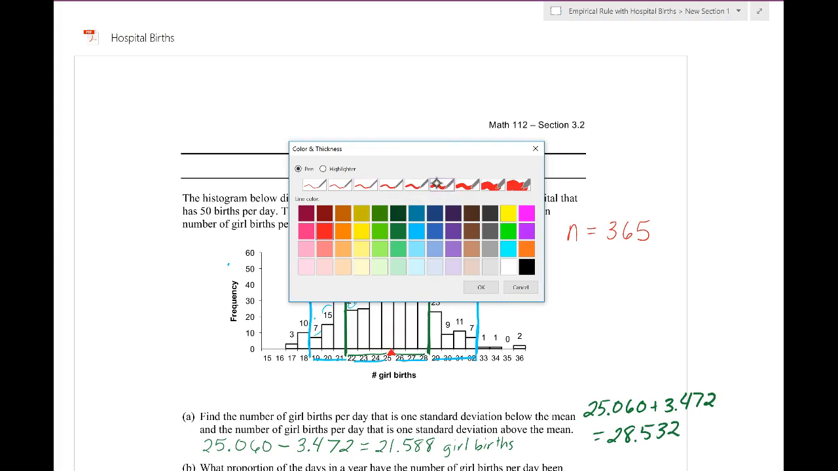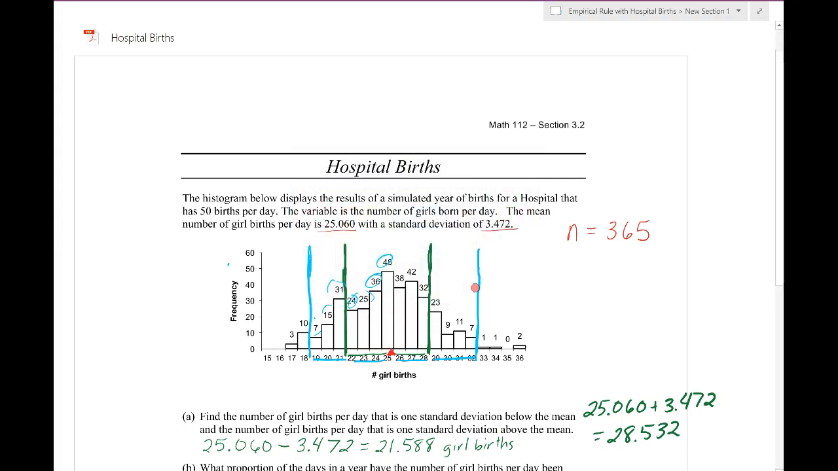Yeah. Good work. Okay. So Mars knew that to find the 3 standard deviations away, you take your mean of 25.06, and you either add or subtract 3.472. You add to get the high upper deviations and you subtract to get the low. So the upper deviation was what, Mars? 35.476.